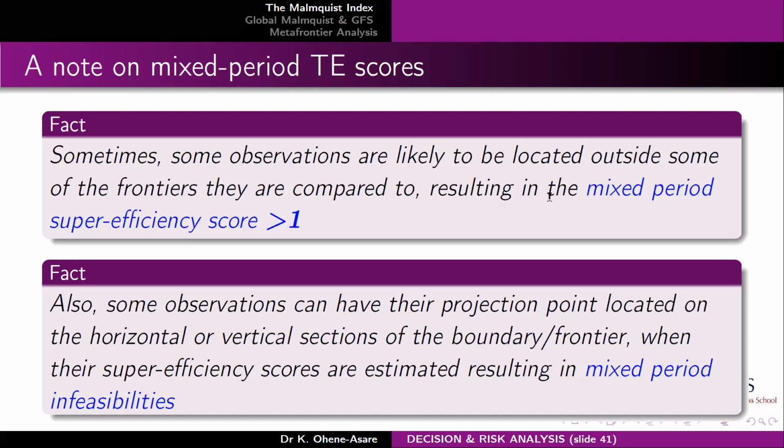Remember, this is for input oriented, because for output oriented, the score will be less than 1 for mixed period infeasibility. Also, some of the observations can have their projection point located on the horizontal or the vertical sections of the boundary when their super efficiency scores are estimated, leading to mixed period infeasibilities. So you have to be super efficient to exhibit mixed period infeasibilities.